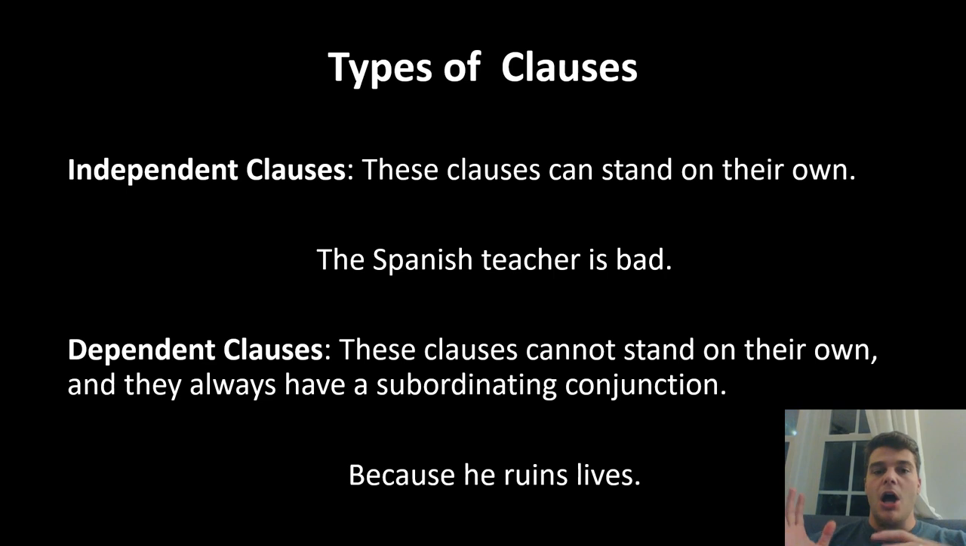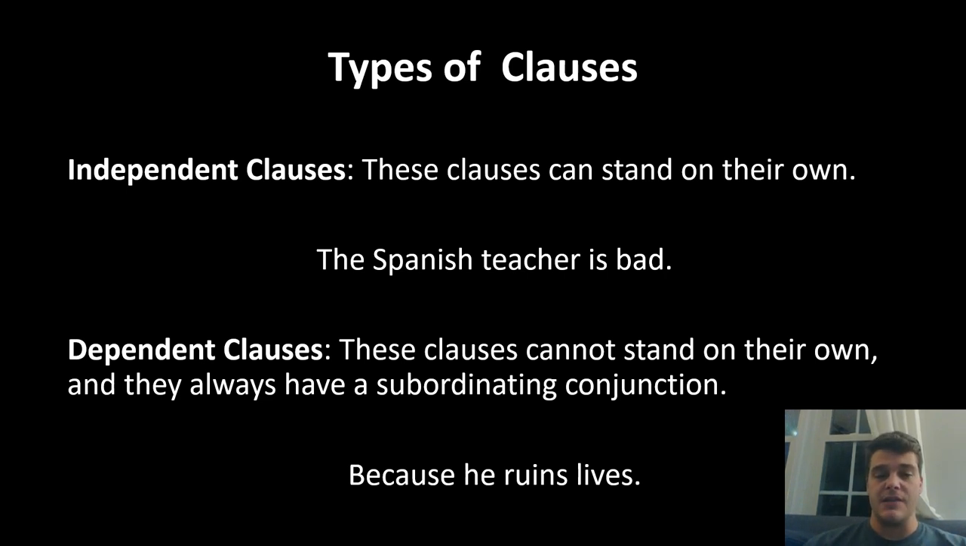So we go back. A clause is a group of words acting together as a unit that contains both a subject and a predicate. Now there's two specific types of clauses. We have an independent clause, and these are clauses that can stand on their own. Basically, they're sentences in their own right. So if I were to walk up to you and say, the Spanish teacher is bad, you may be a little bit confused, like based off of context, what I'm talking about, but that's a sentence that makes sense. Okay, the Spanish teacher is bad. It can stand independent from anything else and still make sense. Okay, it can stand on their own.